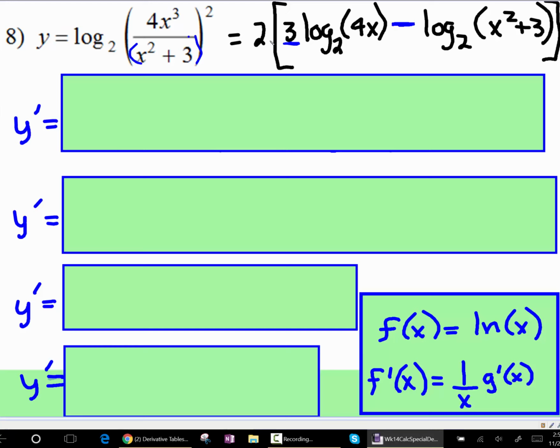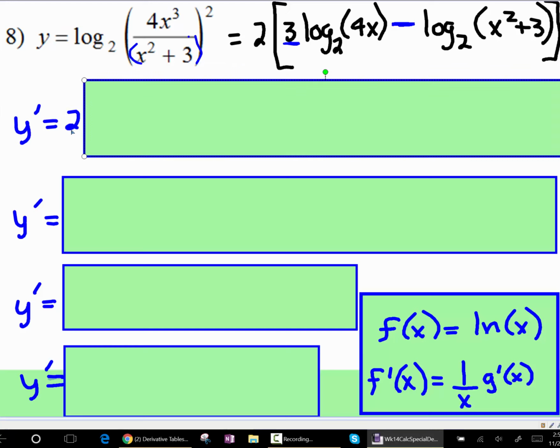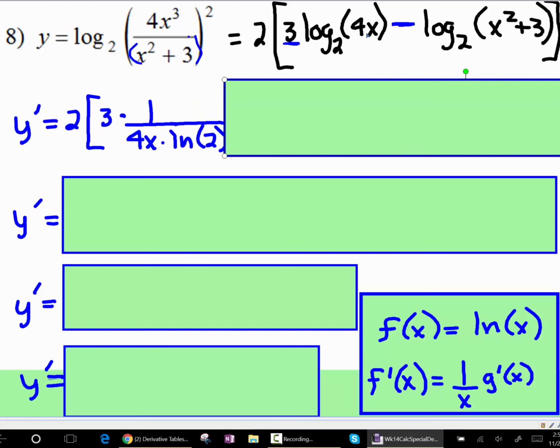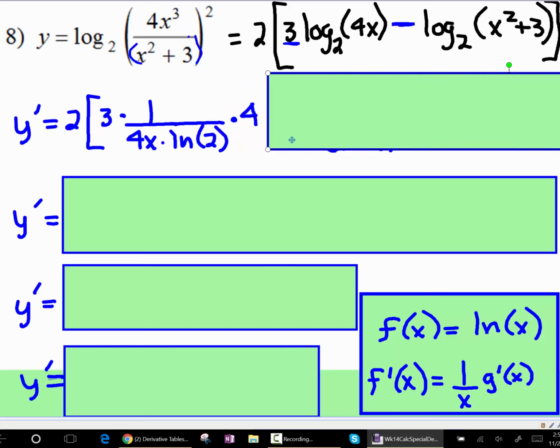Now that we've done all of that, we can go ahead and take the derivative of all of that. All right, so we're going to leave the 2 out in front. And then remember, we're going to treat this very similar to the natural log, right? So it's 3 times 1 over 4x times the natural log of the base number, the natural log of 2, times the derivative of the 4x, which is times 4.